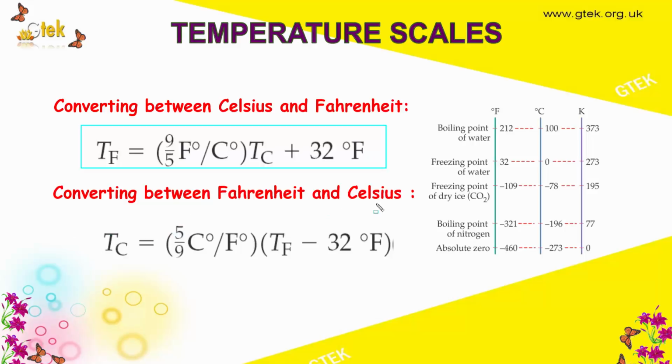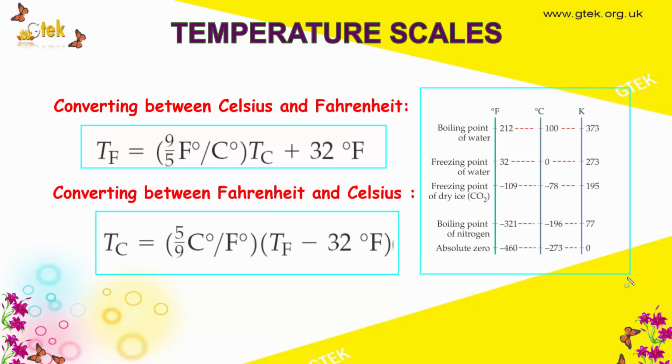Whereas in order to convert Fahrenheit to Celsius, you can find this one: 5/9 Celsius degree divided by Fahrenheit degree times TF, T for temperature, F for Fahrenheit, minus 32 degrees Fahrenheit. So this is the formula specification for converting between Celsius and Fahrenheit.